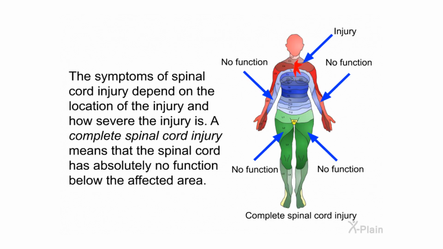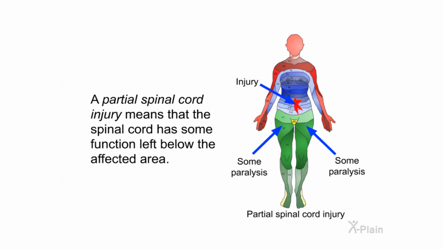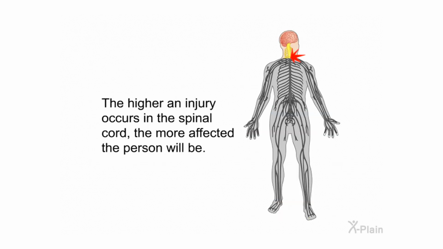Symptoms. The symptoms of spinal cord injury depend on the location of the injury and how severe the injury is. A complete spinal cord injury means that the spinal cord has absolutely no function below the affected area. A partial spinal cord injury means that the spinal cord has some function left below the affected area. The higher an injury occurs in the spinal cord, the more affected the person will be.